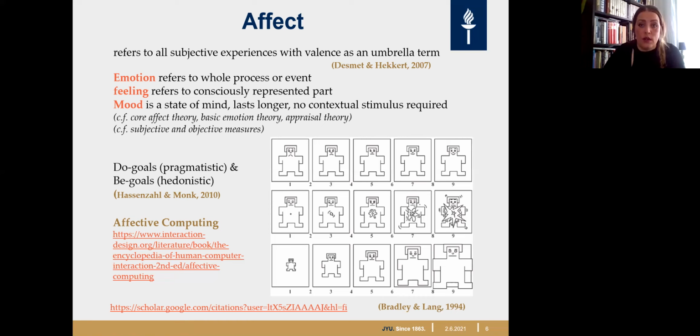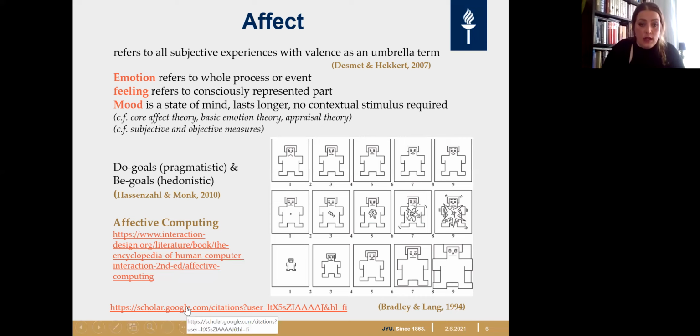And then the third one is appraisal theory that has been in focus in, for example, our research in cognitive science, because it considers the affect as a cognitive process of the significance of the event to an individual. So it involves the cognition to the emotion process.